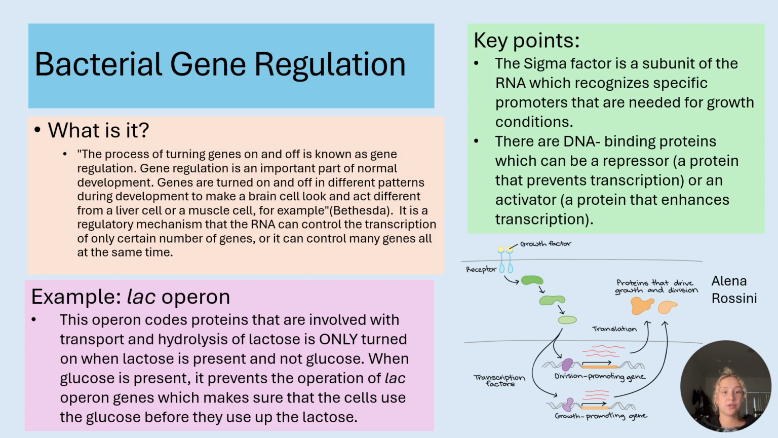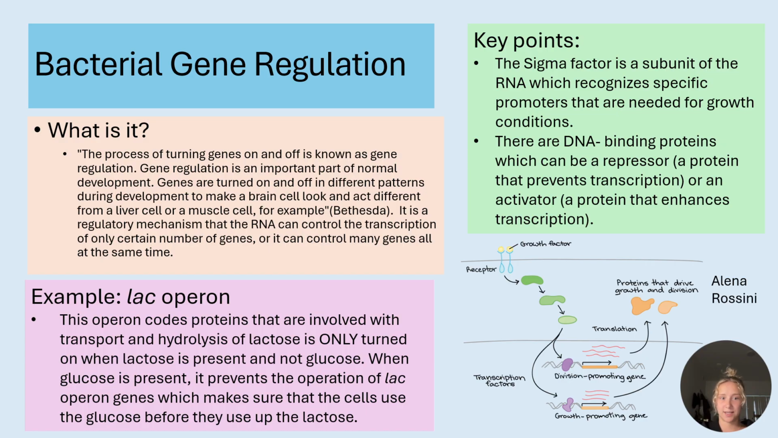It is a regulatory mechanism that the RNA can control the transcription of only certain numbers of genes, or it can control many genes all at the same time. Some key points. The sigma factor is the subunit of the RNA polymerase, which recognizes specific promoters that are needed for growth conditions. Another key point is that there are DNA binding proteins, which can be a repressor, which is a protein that prevents transcription, or an activator, a protein that enhances transcription.